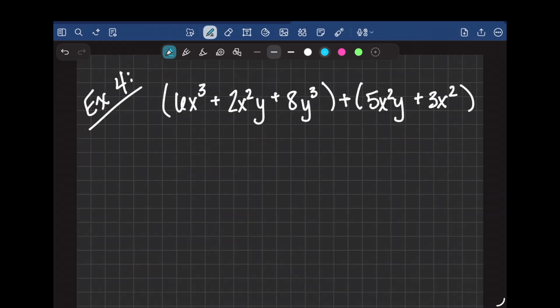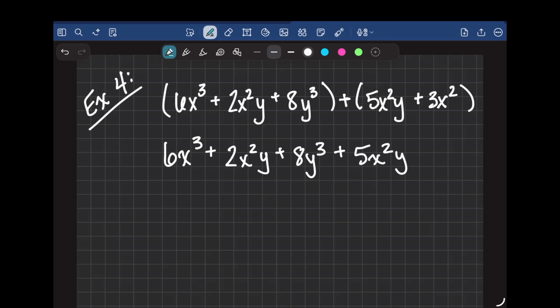All right, looking at example 4, here we don't have anything to distribute. I've got a plus between the parentheses, so I can recopy the parentheses right away. So here we have 6x to the power of 3 plus 2x squared y plus 8y to the power of 3 plus 5x squared y plus 3x squared.